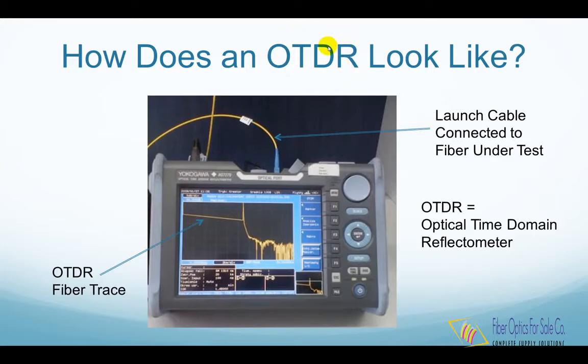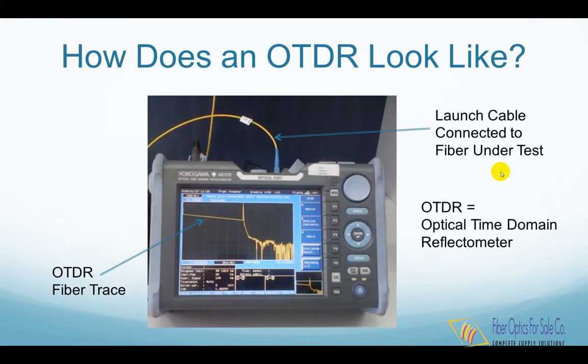In this video, I will explain what an OTDR is and its applications. OTDR stands for Optical Time Domain Reflectometer. Its name means that the OTDR checks the reflected light from the fiber under test along time, shown as the yellow trace line in this picture. The fiber connected to this OTDR is called a launch cable. The launch cable is then connected to the fiber under test. I will explain why we need a launch cable a little bit later.